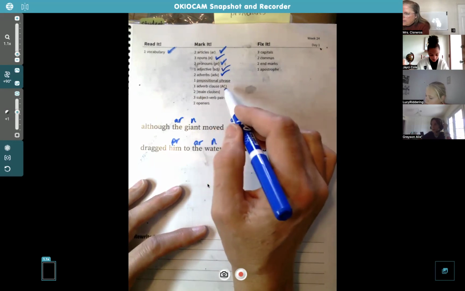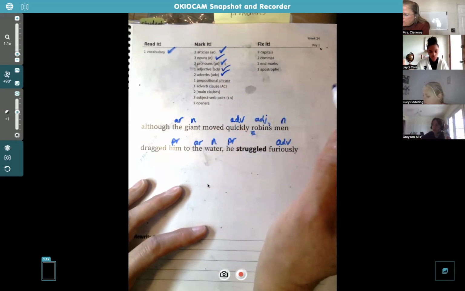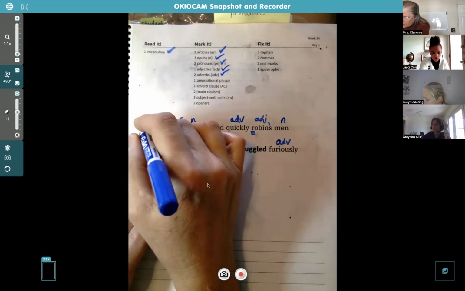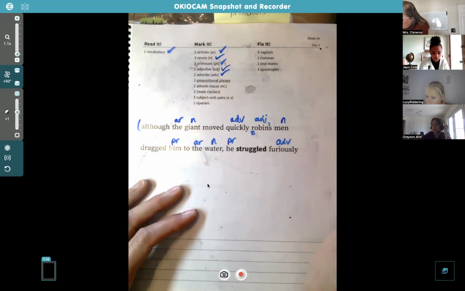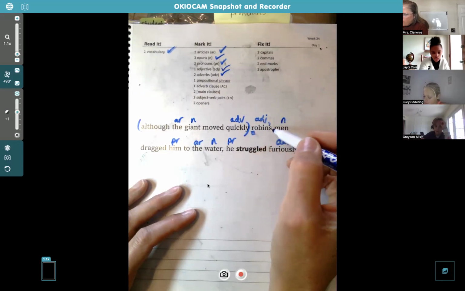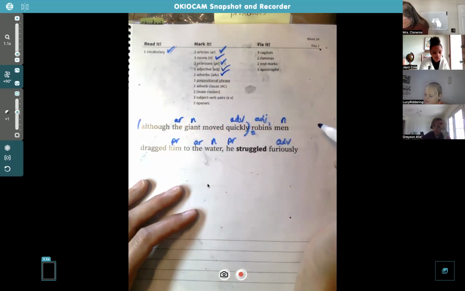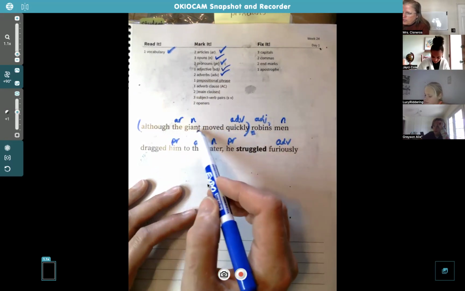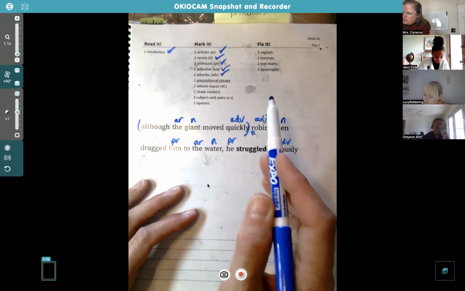Got that. Adverb clause, JC? Although. Although starts there, where does it end? After water. Actually, not that far. Before that. It's going to go all the way to quickly, because this part right here, Robin's men dragged him to the water, that's actually going to be a main clause. So this is an opener. Although the giant moved quickly, and then it moves on to the main clause.